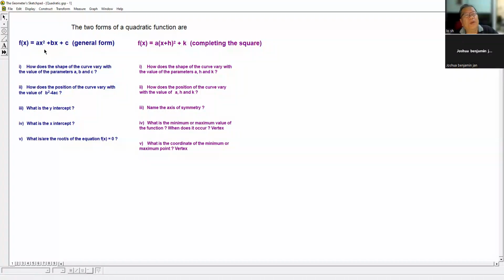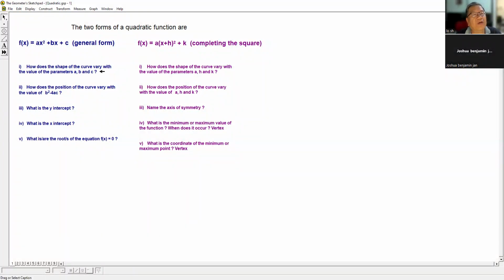So this form, the general form, ax squared plus bx plus c, has two uses. The first one is to find where it cuts the y-axis, or the y-intercept. Another one is to find where it cuts the x-axis, or the x-intercept. So this form is like that. Now this is the general form. ax squared plus bx plus c is called the general form of a quadratic function.